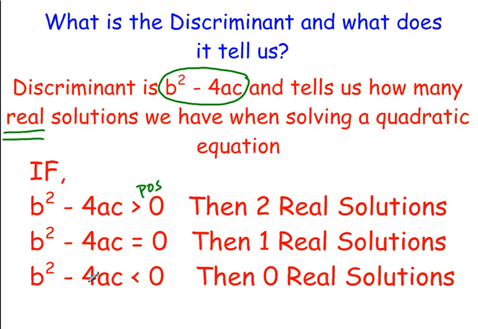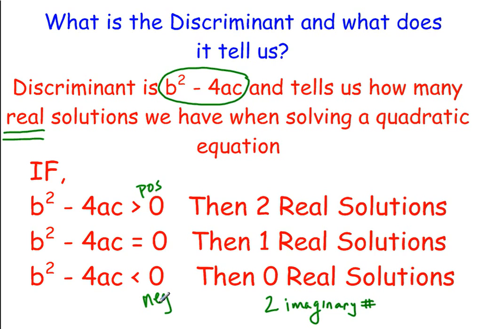And if I take b squared minus 4ac and it's less than 0, or a negative number, then there are 0 real solutions, because what we get are two imaginary answers. And the reason they're going to be imaginary is because that b squared minus 4ac is underneath the radical.